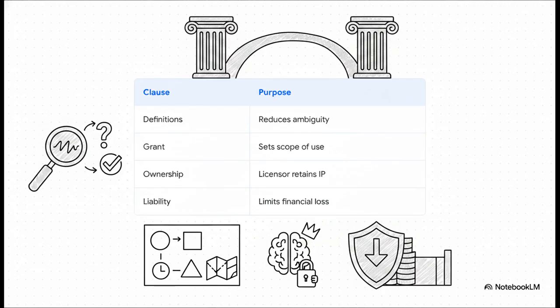Then you've got the IP ownership clause, which explicitly states you retain all ownership. Never, ever assume this is implied. It has to be stated. And finally, the limitation of liability clause works to cap your financial exposure and indirect losses if something goes sideways.